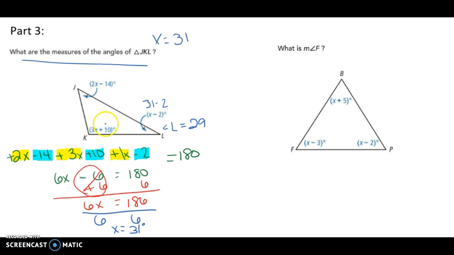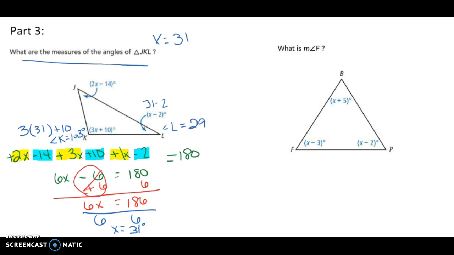Next, I'm going to go ahead and do this bottom one on K. So I have 3 times 31 plus 10. Remember to use PEMDAS. So 3 times 31 is 93, plus another 10 is going to be 103. Therefore, the measure of angle K is going to be 103 degrees.